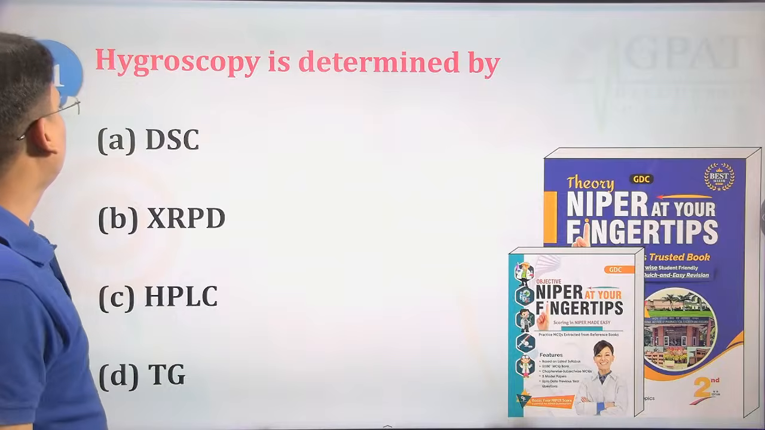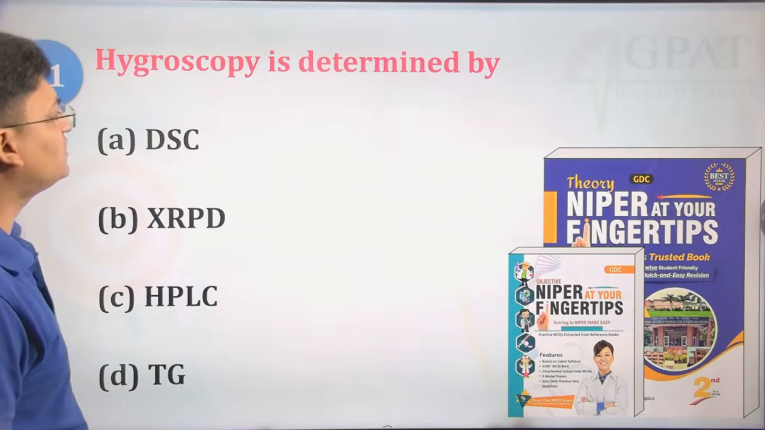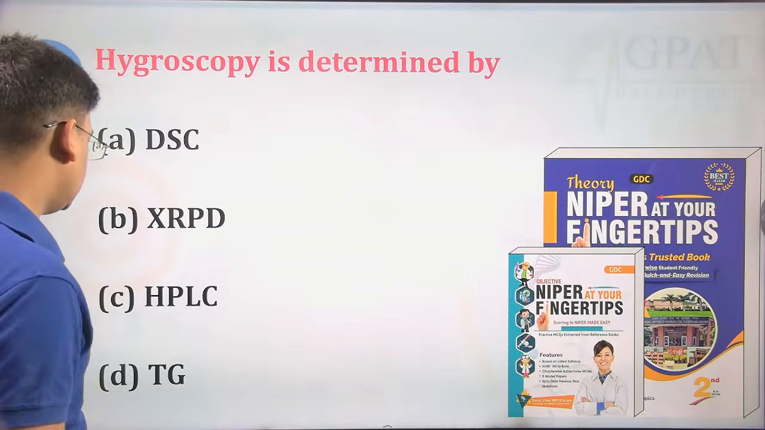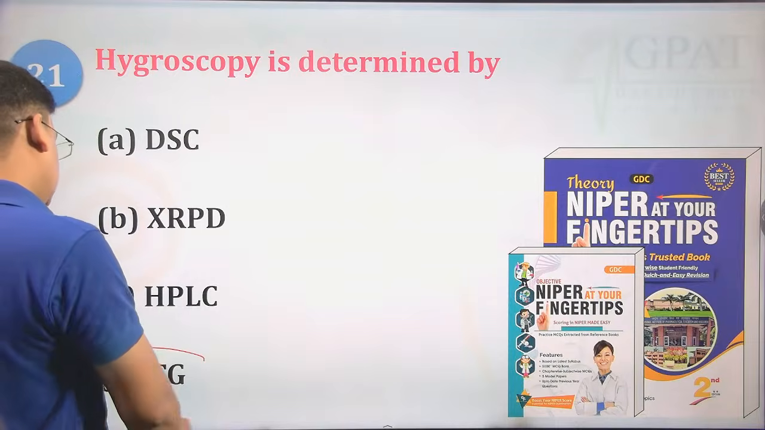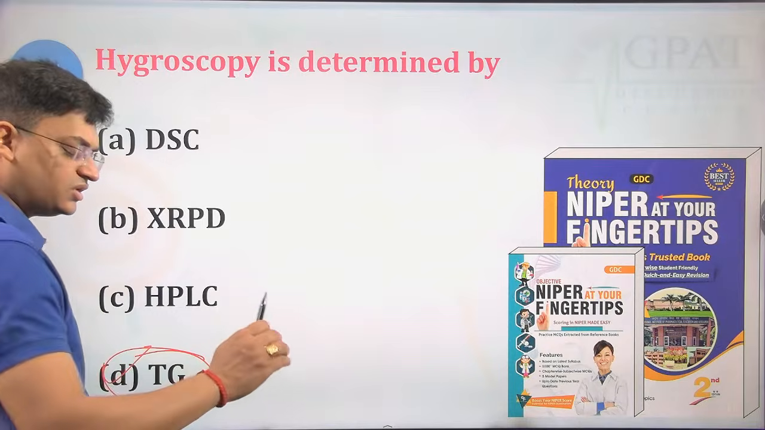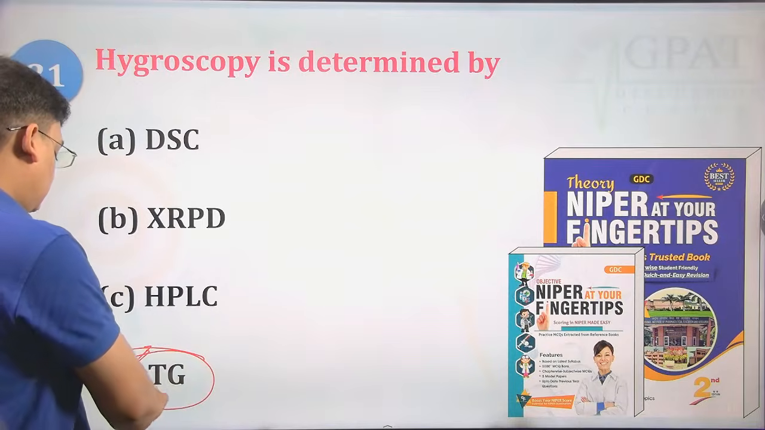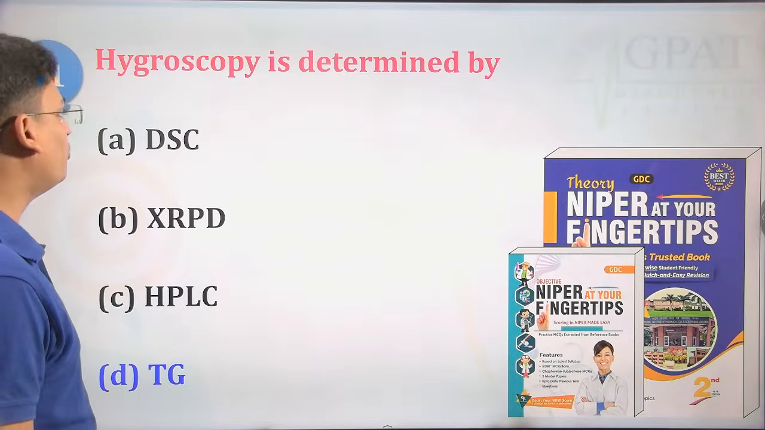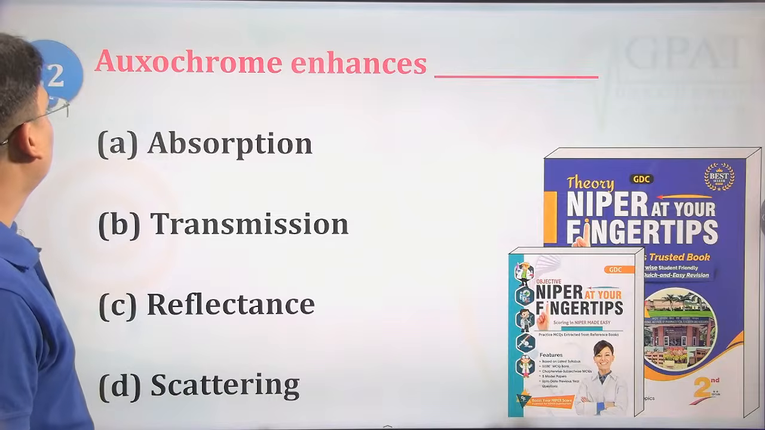Hygroscopicity is determined by DSC, XRPD, HPLC, or the TG. So this TG, that is thermogravimetry, thermal, what? Thermal we use for this hygroscopicity determination.